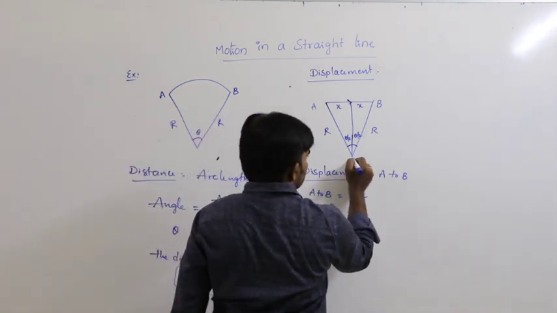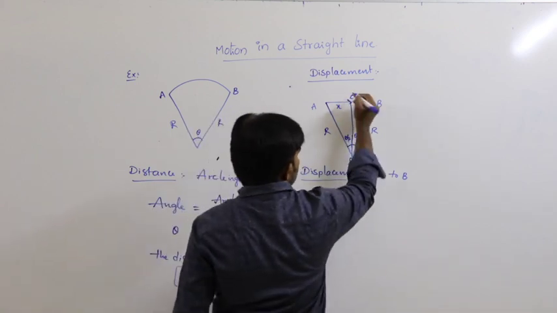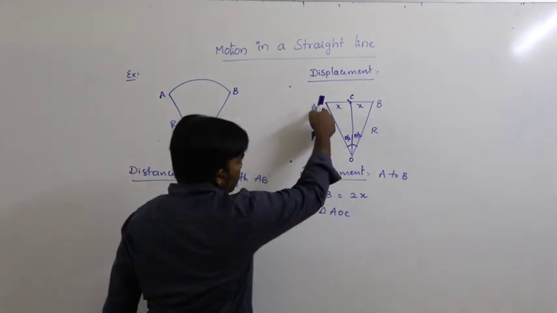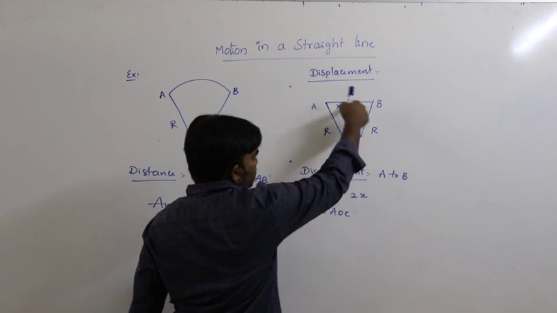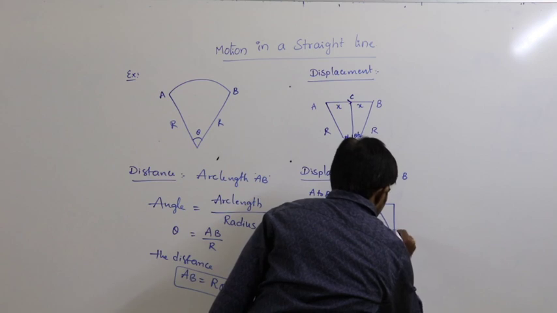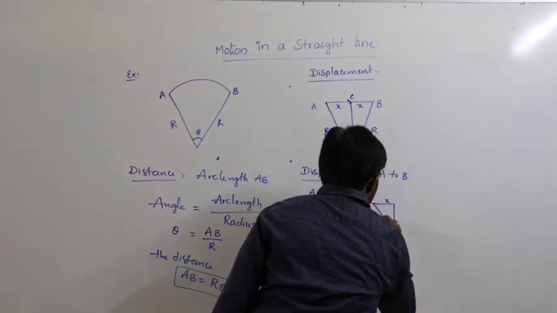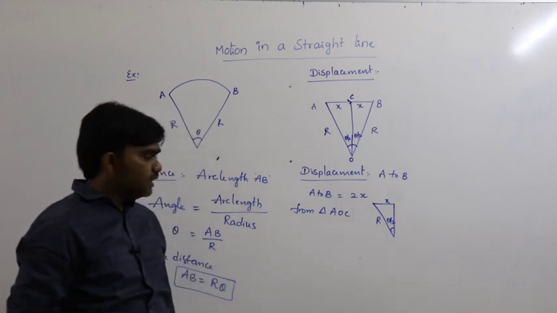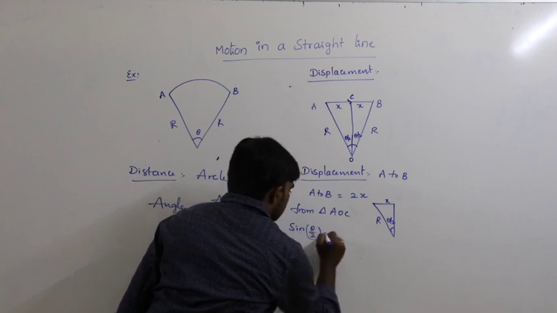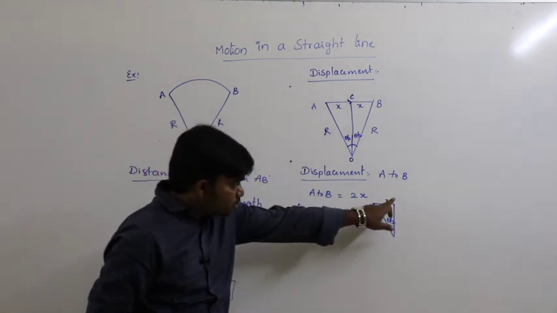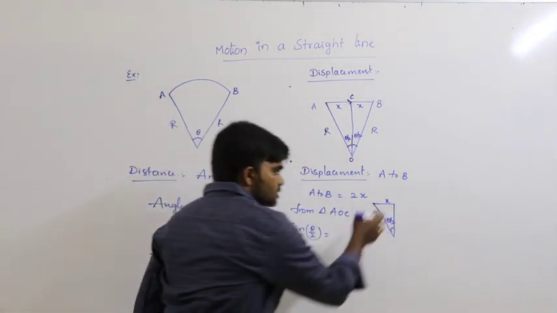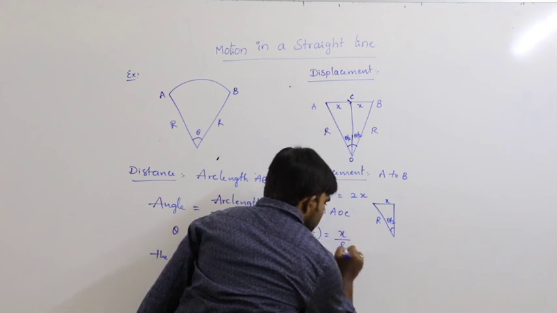Now, let us say this is O and this is C. From triangle AOC, this is a right angle triangle. From triangle AOC, see here, this is theta by 2, this is x and this is r. We can write sin theta by 2. What is the sin theta formula? Opposite side by hypotenuse. What is the opposite side? X. Hypotenuse is r.